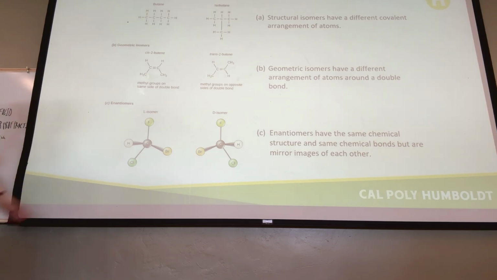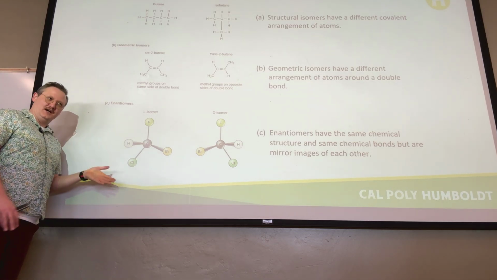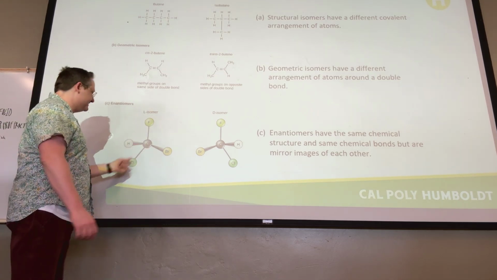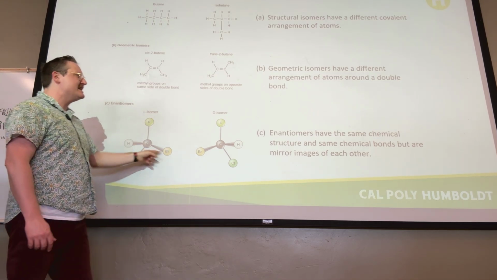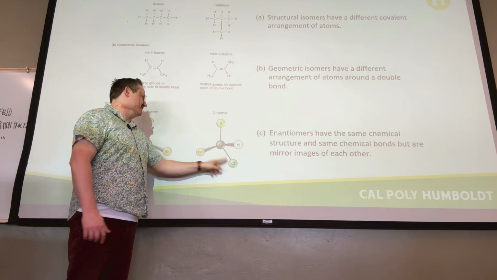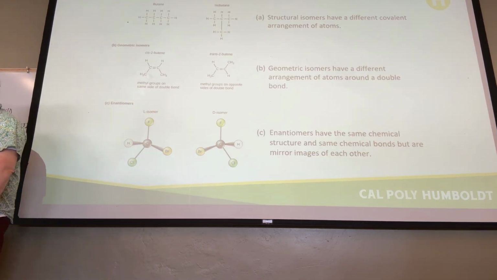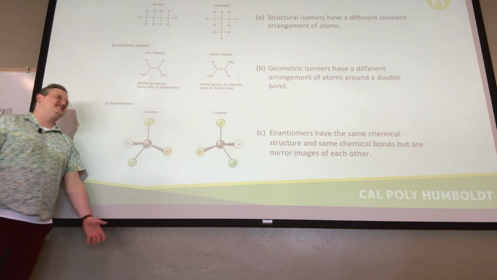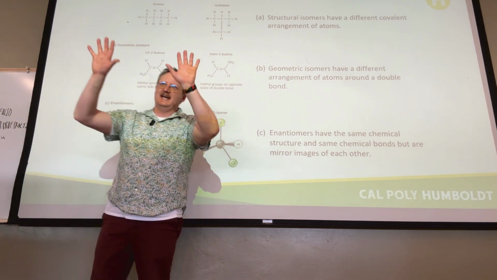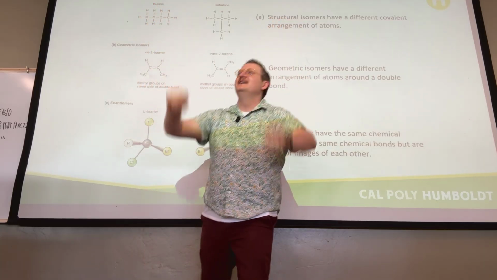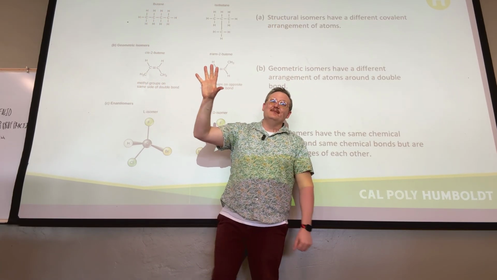The last one is the enantiomer, okay? And enantiomers are weird because they have the same arrangement, same sort of chemical structure, but they're mirror images of one another. And the only way to convey this is with the hand example, okay? Because this is what every class does. My right hand is a mirror image of my left hand.